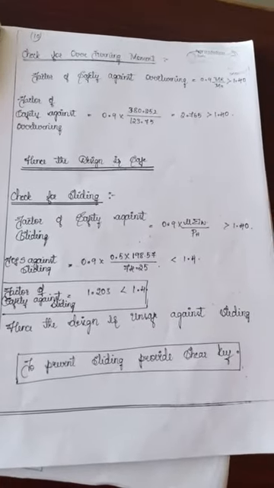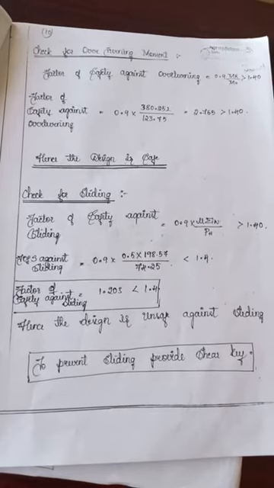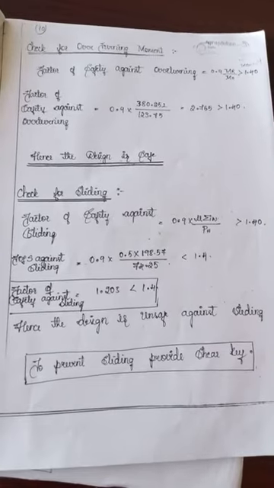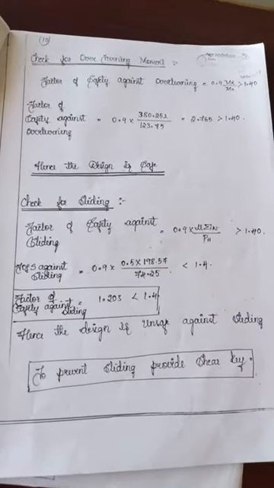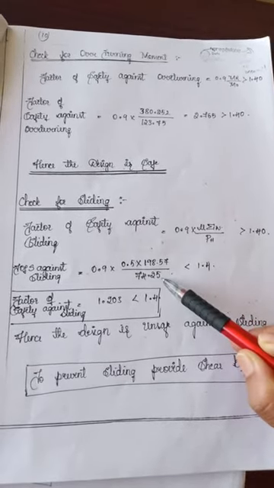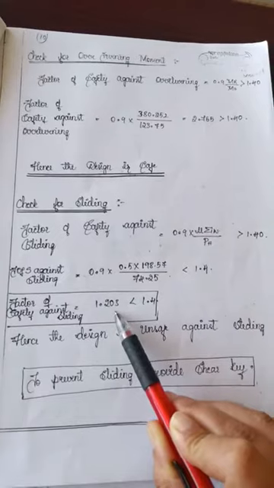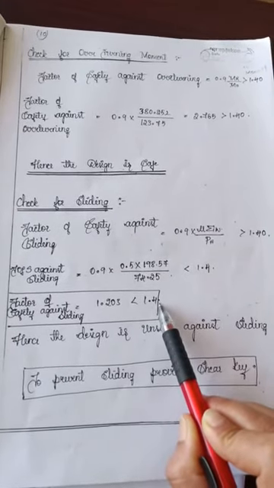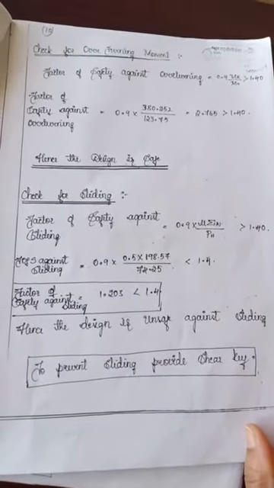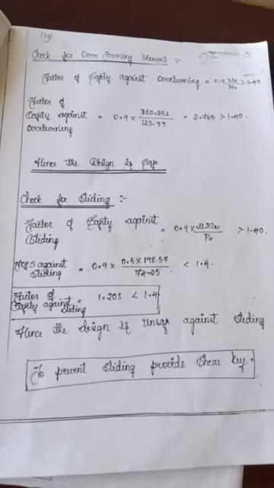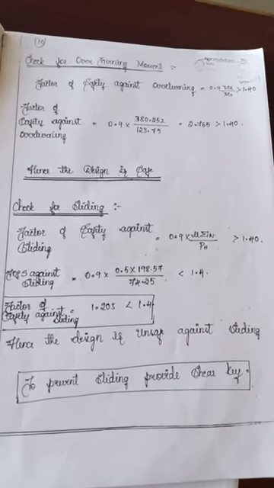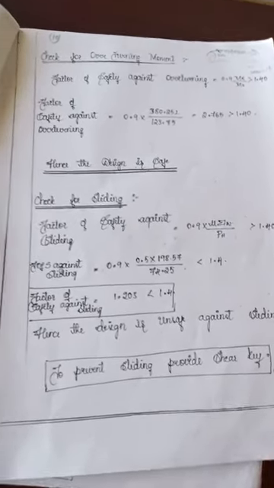After that, check for sliding. Once again, the factor of safety against sliding is equal to 0.9 into mu of summation W divided by pH, and it should be greater than 1.4. Substituting the corresponding values, the value we get is less than 1.4, so the design is unsafe against sliding. When the design is unsafe against sliding, we go for a shear key. To prevent sliding, provide a shear key.